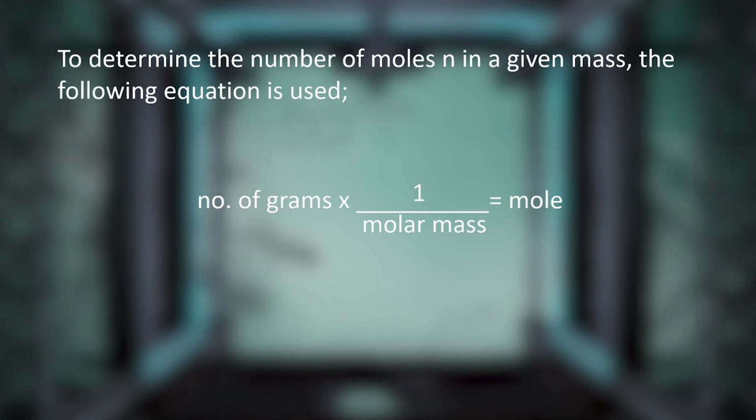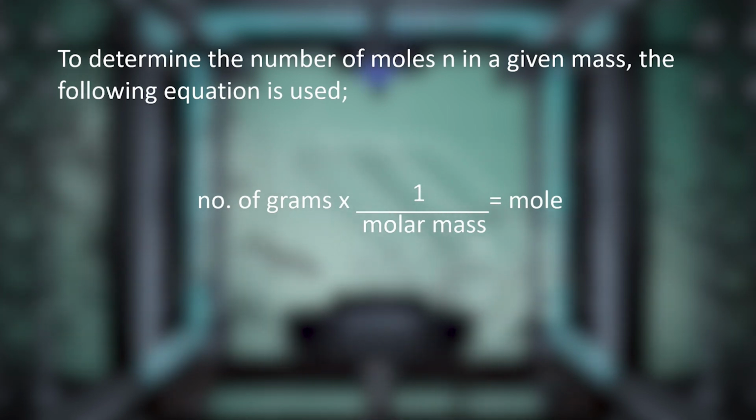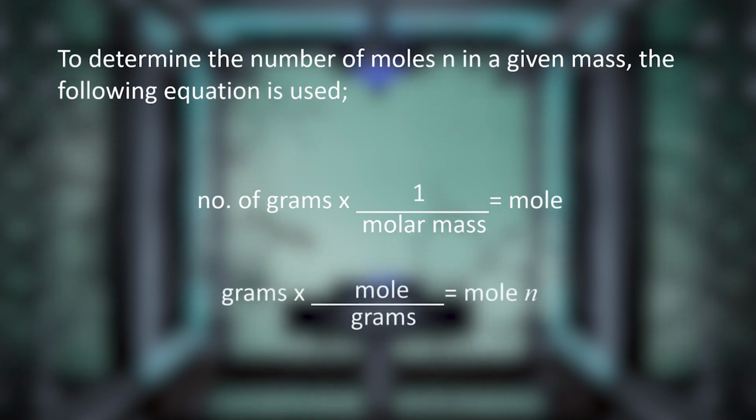To determine the number of moles N in a given mass, the following equation is used. Number of grams times 1 over molar mass equals mole. Let's replace the formula with the units. Grams times mole over grams equals moles N.